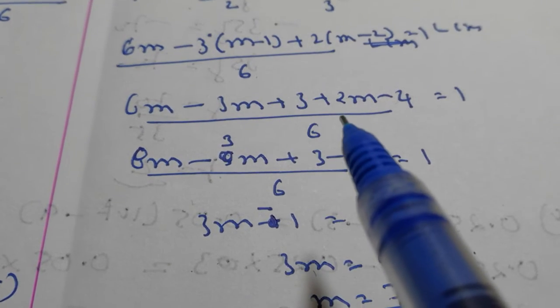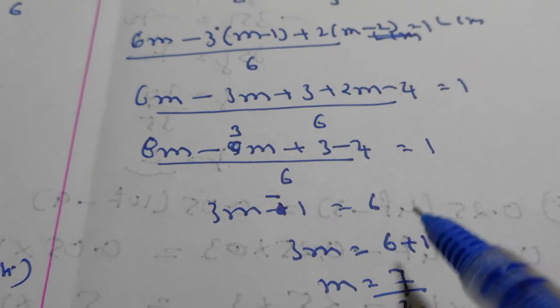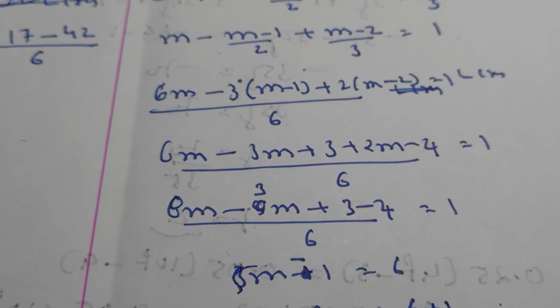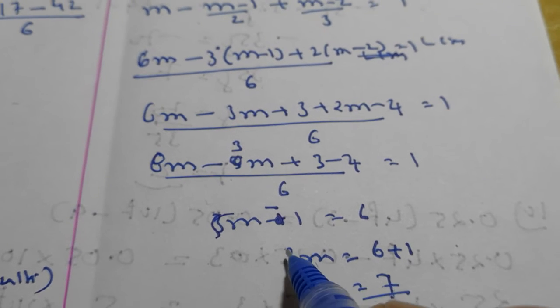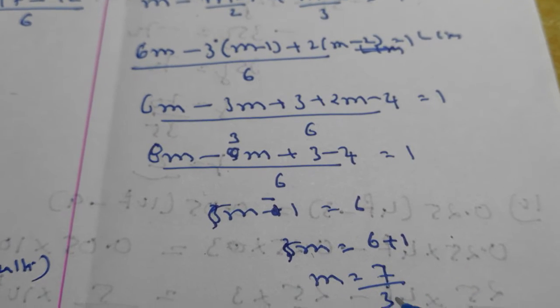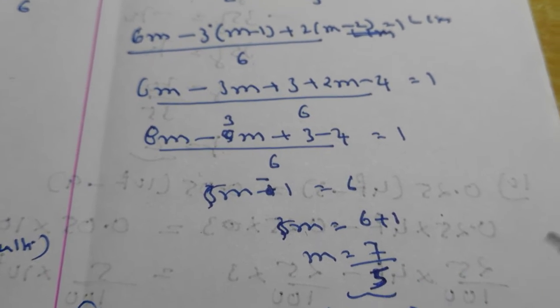6 plus 2 is 8. 8 minus 3 is 5m, sorry. It is 5m minus 1 is equal to 6. So 5m is equal to 6 plus 1. So m is equal to 7 upon 5.